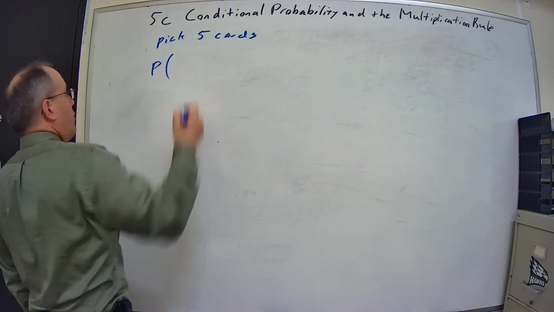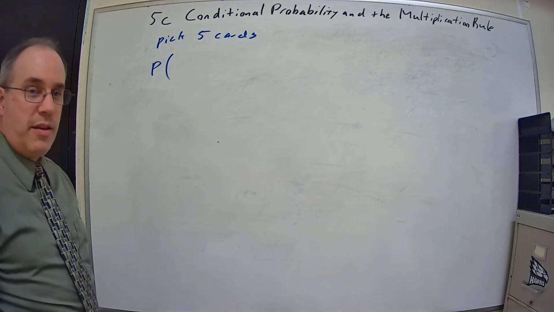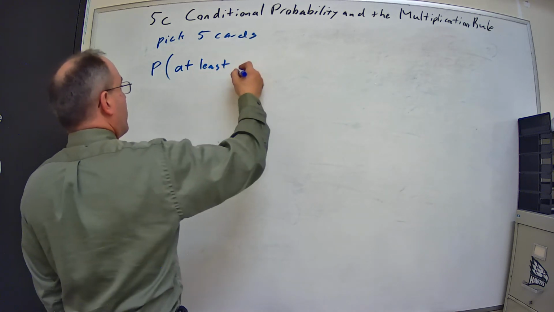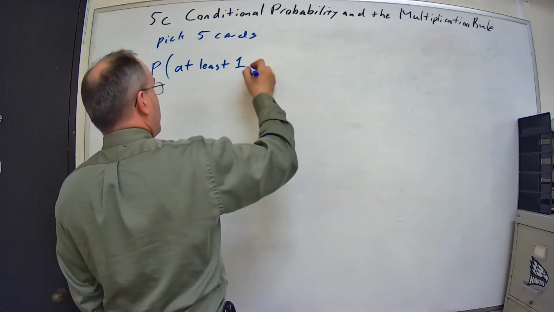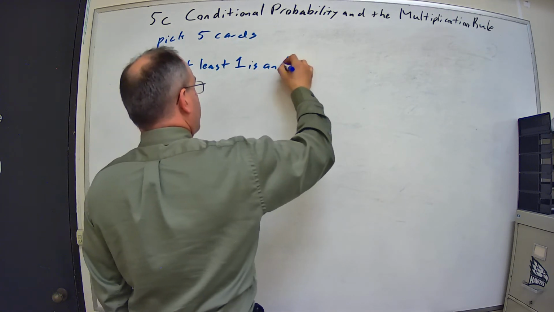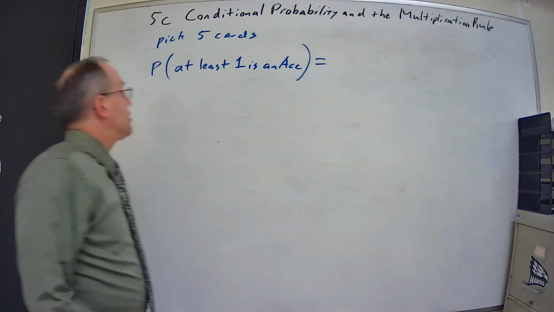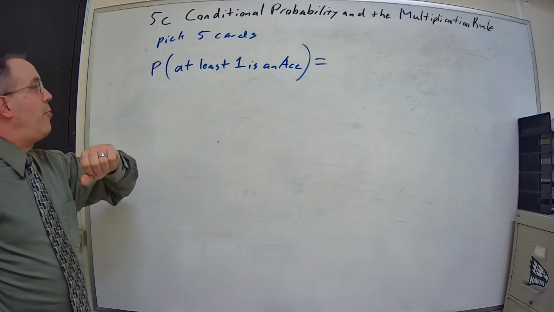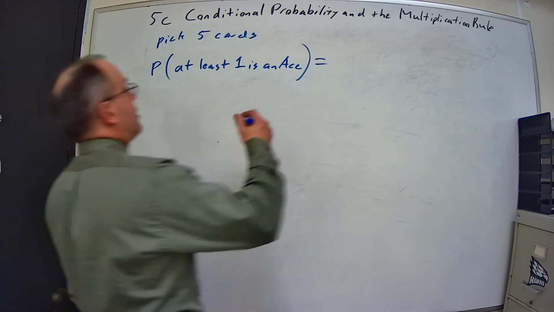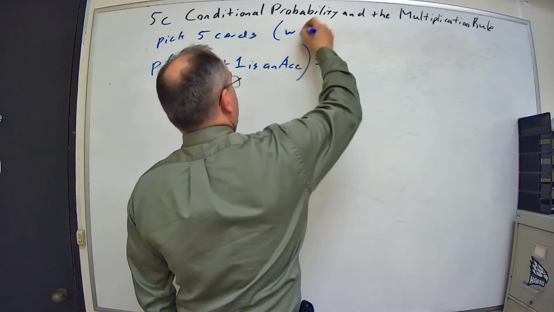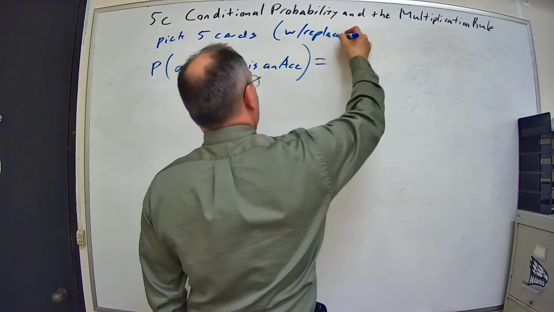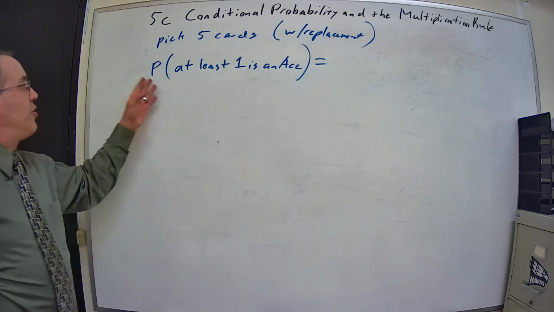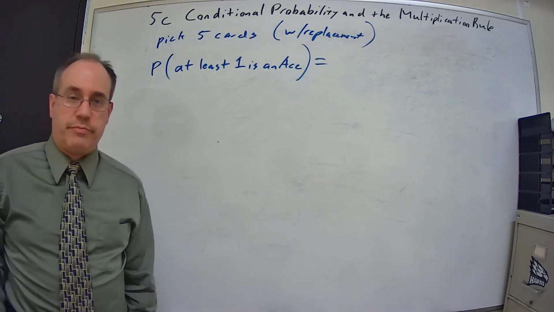I want to know the probability that at least one is an ace. So I pull 5 cards from the deck at random. I want to know the probability that at least one is an ace, and we're going to do this with replacement. Okay, so with replacement, it's going back in here. So the probability that at least one is an ace.